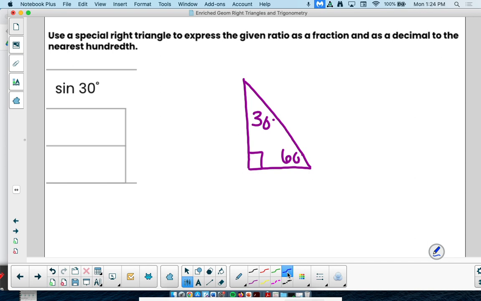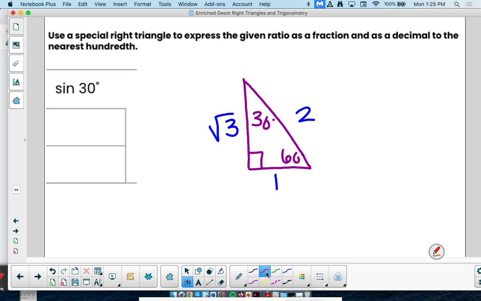Now you want to make it as easy for yourself as possible. So I'm going to make my short side just 1. That's the smallest whole number I can have for a side length, right? So if your short side is 1, what's your hypotenuse? 2. You gotta double it. And then your long side would be 1 square root of 3. So I'm just going to call it root 3. Okay?